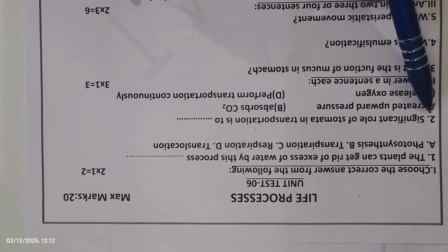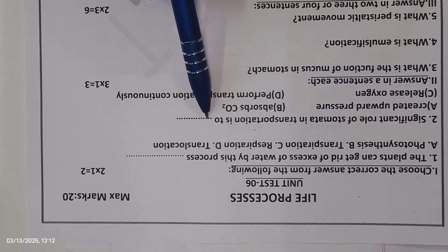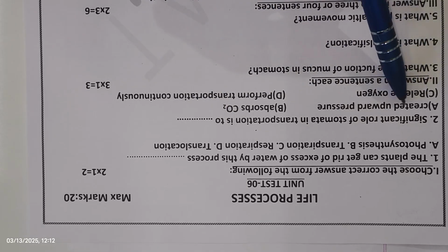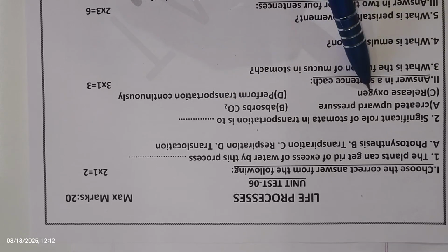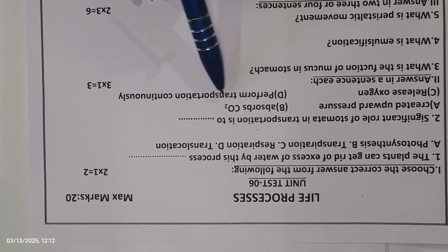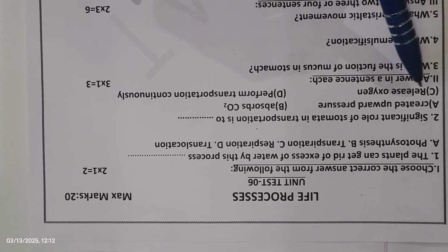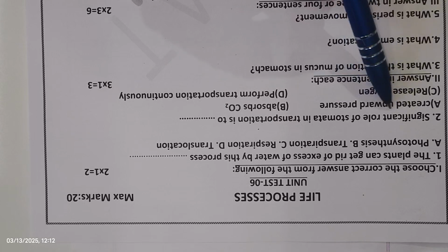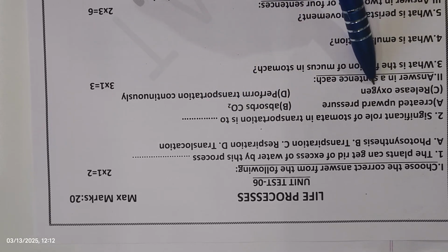Next, question number 2. Significant role of stomata in transpiration is to: options, create upward pressure, absorb carbon dioxide, release oxygen, perform transpiration continuously. Answer is C. Release oxygen. So the significant role of stomata in transpiration is to release oxygen.